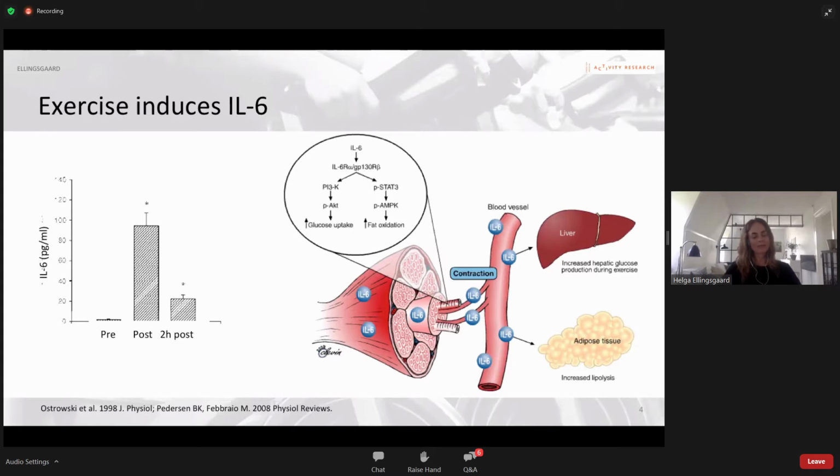levels of IL-6. So here on the left, you see an example from a marathon run where IL-6 levels went from below 1 picograms per mil before the marathon run to around 80 picograms per mil post-exercise. But as I will show you a bit later, such a dramatic increase is not necessarily what we observe during a more regular exercise bout, where IL-6 levels typically increase about 5-fold.